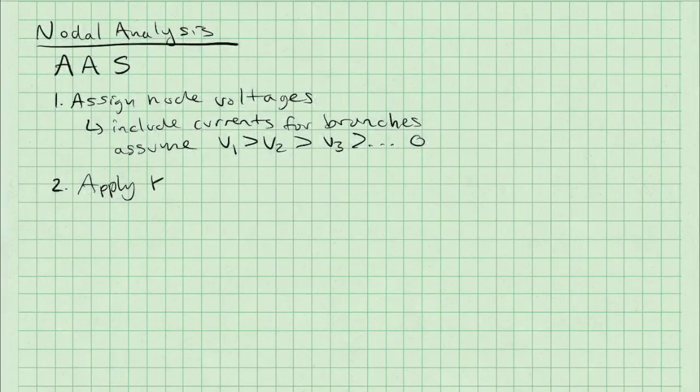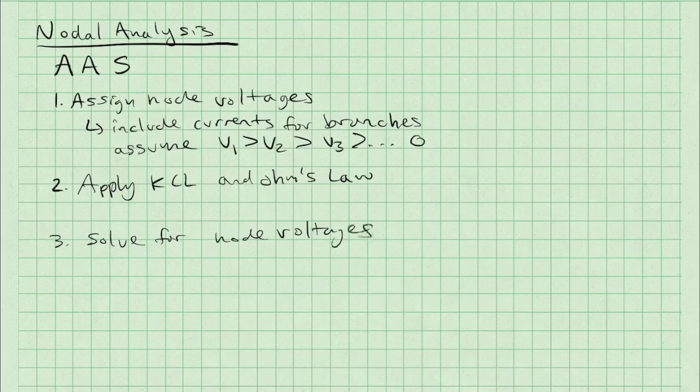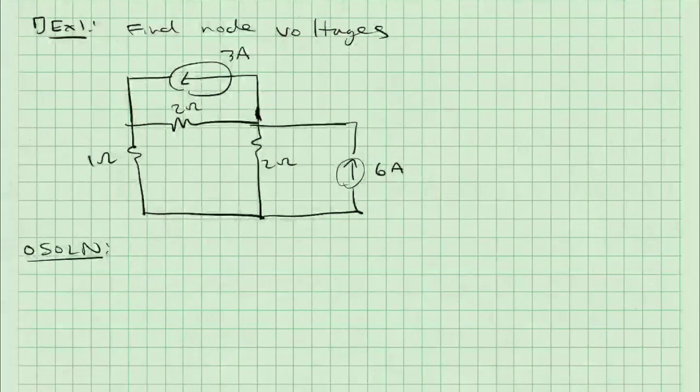The second A stands for Apply KCL and Ohm's Law. We're going to do so at each of the non-ground nodes. And finally, the S stands for Solve for the node voltages. After completing steps 1 and 2, I will have n equations with n unknowns, and I can solve the linear system of equations. In the first example, I have this circuit, and I would like to find the node voltages.